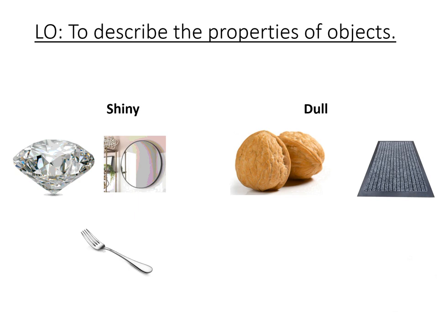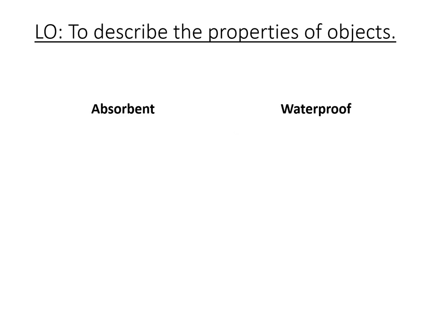Okay, next two. Absorbent, which means it soaks up water, or waterproof, which means water runs off it. So again, see if you can find something around the house that you think would soak up water and something that would be waterproof. Maybe have a look where you hang your coats for waterproof. Okay, so when you're ready, grown-ups.